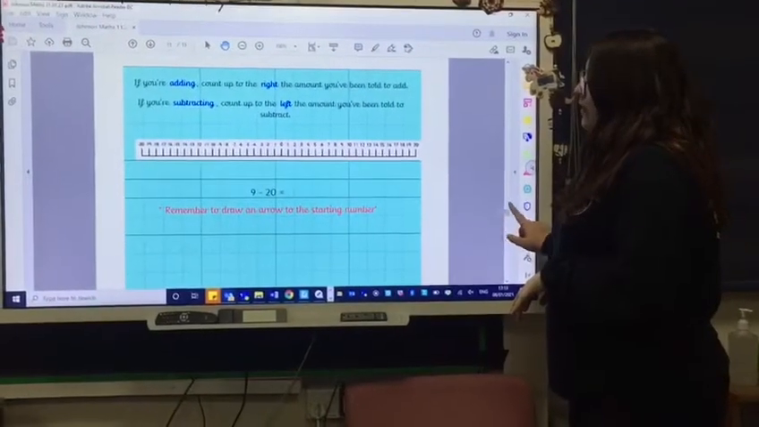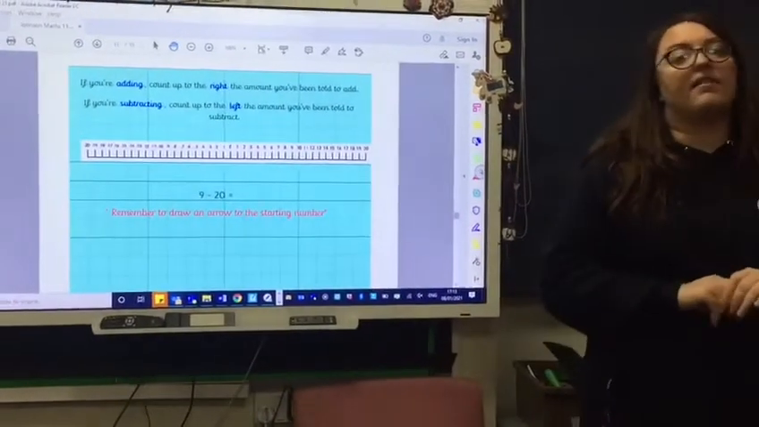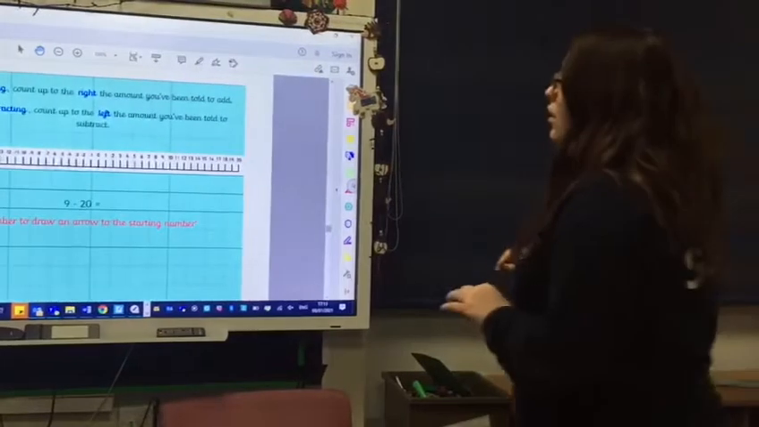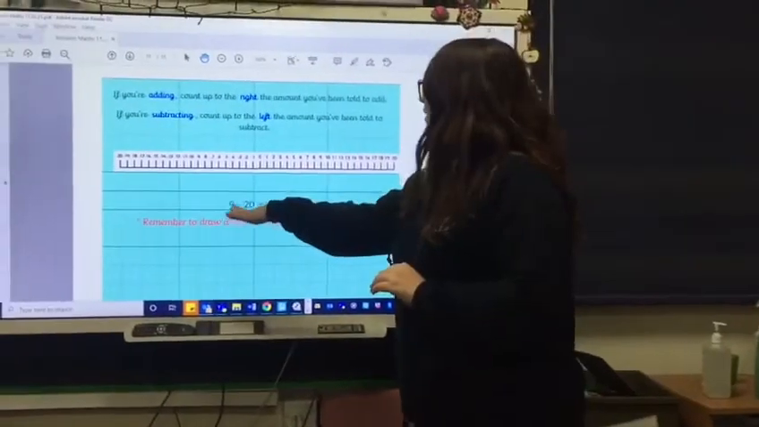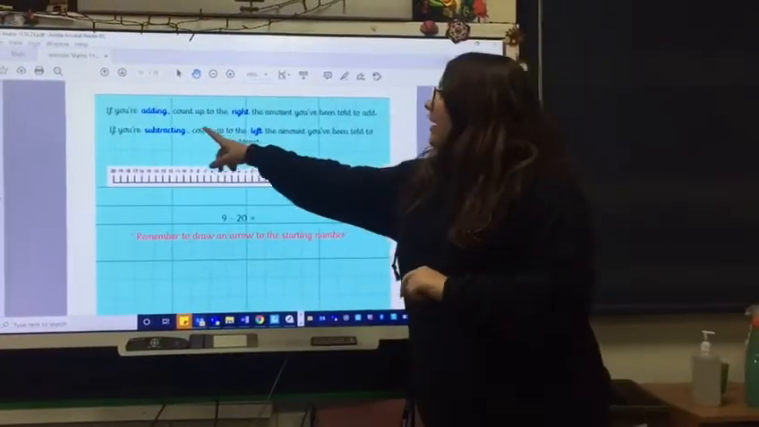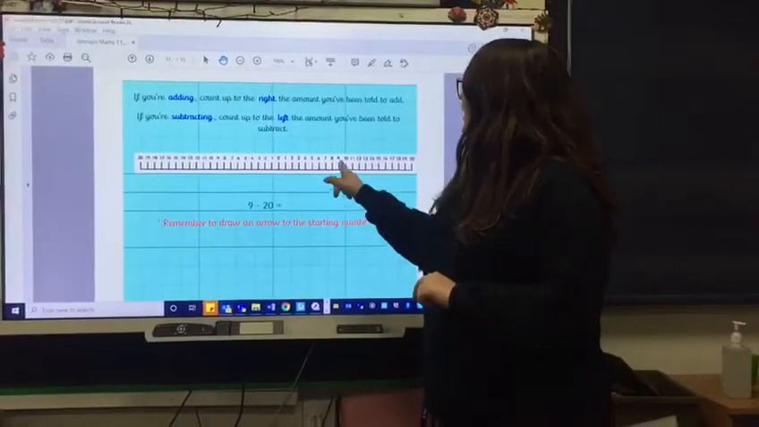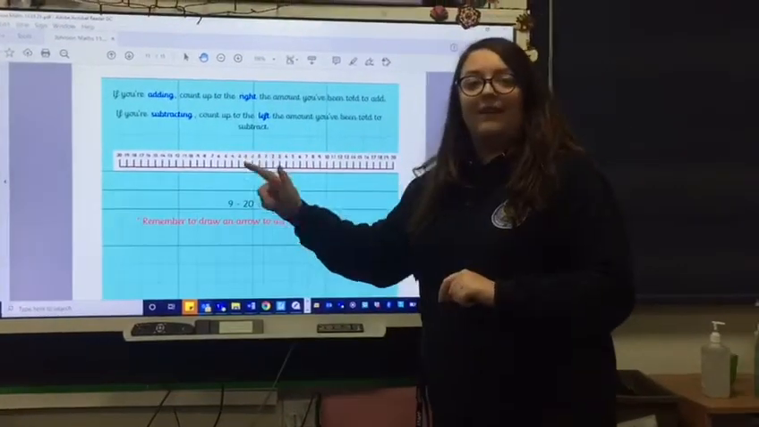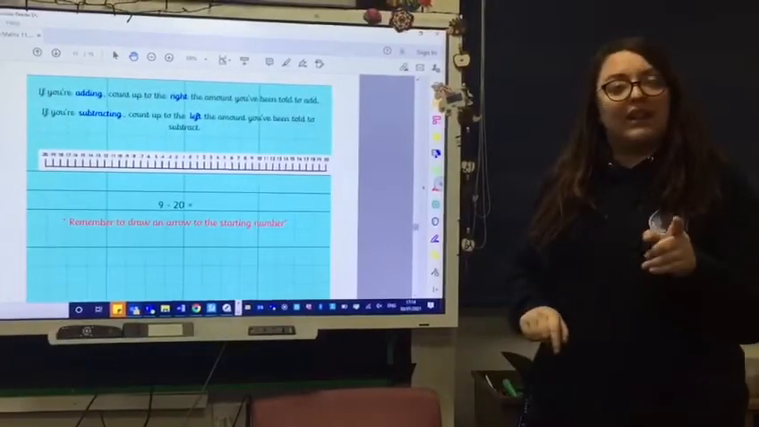Okay. 9 subtract 20. The exact same method as before. Draw an arrow to your starting number, to your 9, but this time we're subtracting. So remember, if you're subtracting, you count to the left. So start at 9, count down 20. Pause the video, do your counting, and then we'll go over the answer.